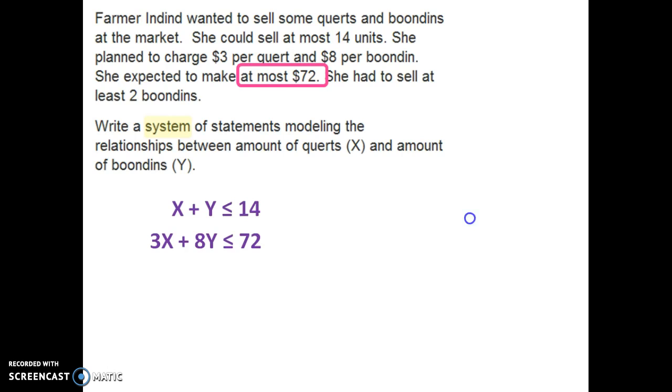She had to sell at least 2 bundens. So we know we have 2. At least means greater than or equal to. And bundens is our y variable. So we have y is greater than or equal to 2.